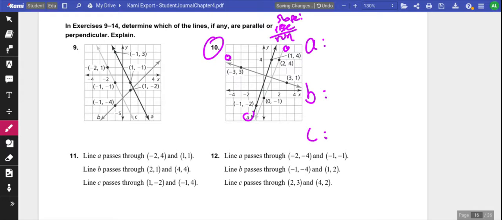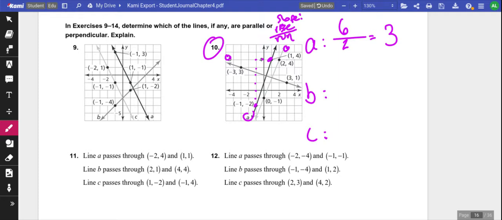So let's start with A. We're going from left to right. So let's count. I'm going up 1, 2, 3, 4, 5, 6. Up 6, that's +6. And then over 1, 2, +2. 6 divided by 2, I can simplify that to 3. Makes sense? 6 over 2 would go to 3 over 1, and 3 over 1 would just be 3.